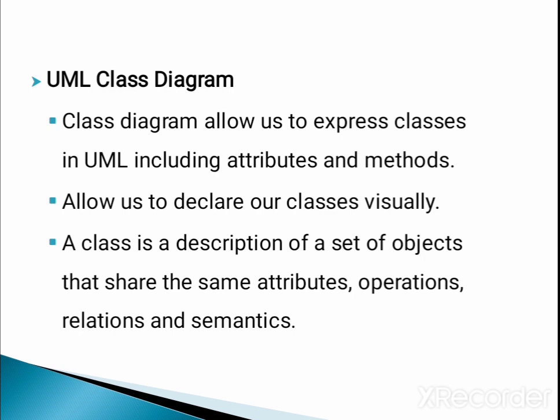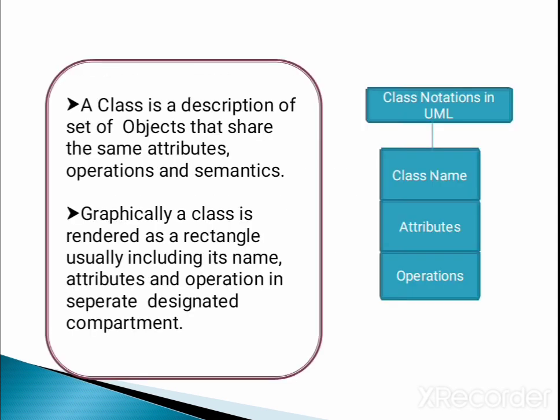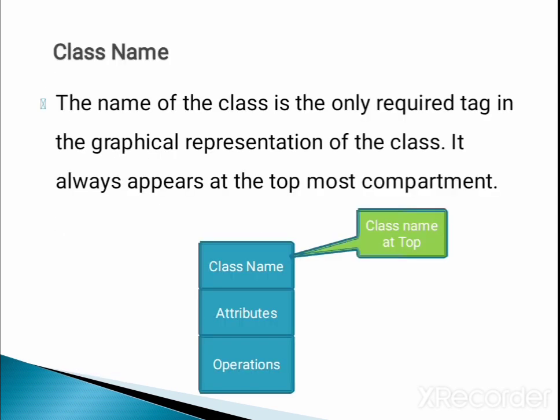UML class diagram. Class diagram allow us to express classes in UML and includes attributes and methods. Class diagram allow us to declare class visually. Description of objects that share same attributes, operations, and relations. A class is set of objects. It is represented in a rectangle with three compartments: class name, attributes, and operations. The class name is only required tag and it appears at the topmost compartment.